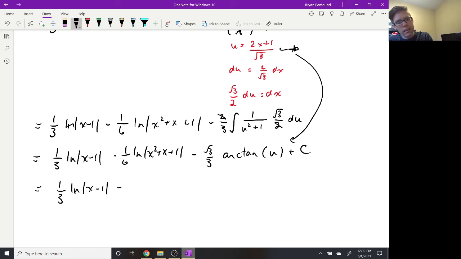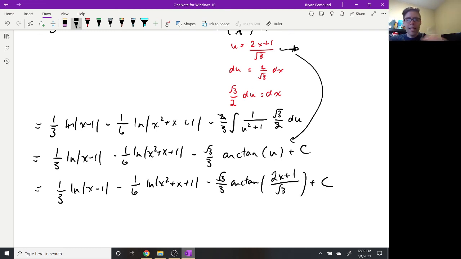Holy Hannah, that was intense. Bada boom, there it is. You can combine the logarithms if you're feeling frisky. I don't particularly care. So there it is. There is your final solution, I believe, for this particular partial fraction decomposition question.